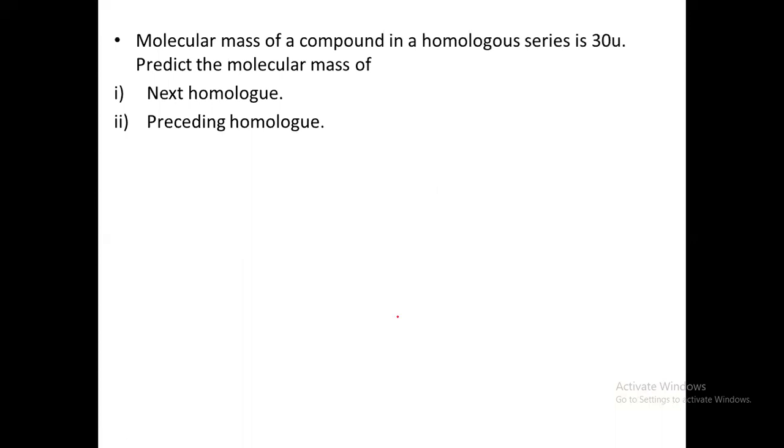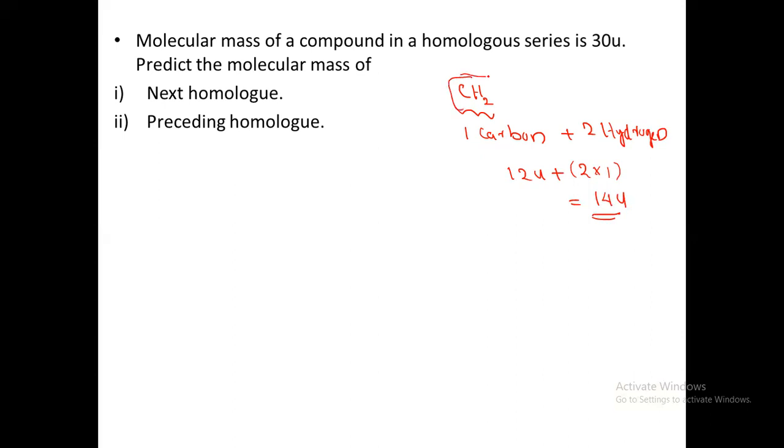Now we know that in a homologous series, the members differ by CH2, right? CH2 means it contains 1 carbon and 2 hydrogen. Carbon has a mass of 12 unit, unified mass, and hydrogen is 1, so 2 into 1, so in total you'll get 14 unit. So what is the mass of CH2? A CH2 unit has a mass of 14 U.